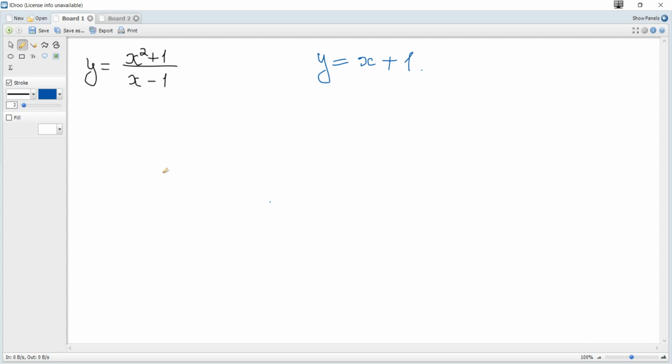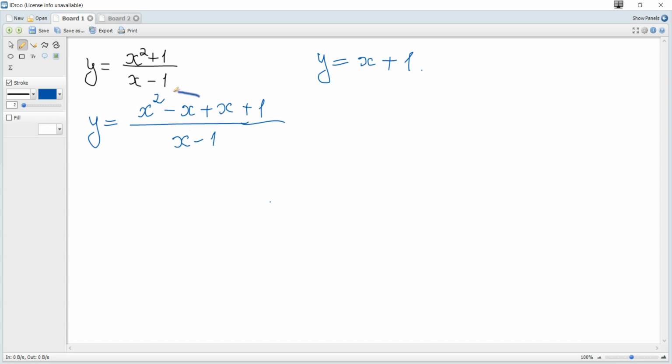Another way to find the slant asymptote is to try to make a multiple of the denominator in the numerator. So I need a multiple of x minus 1 in the numerator. I can see x squared. So if I subtract x and add x, I don't change the numerator, because it's just 0.